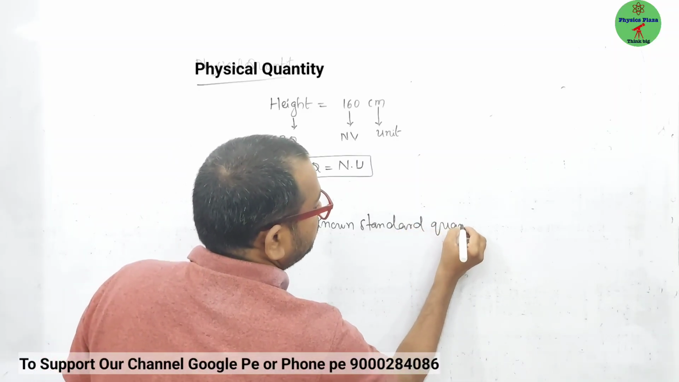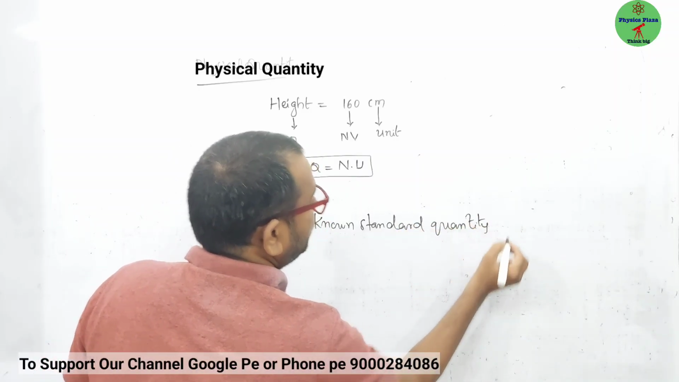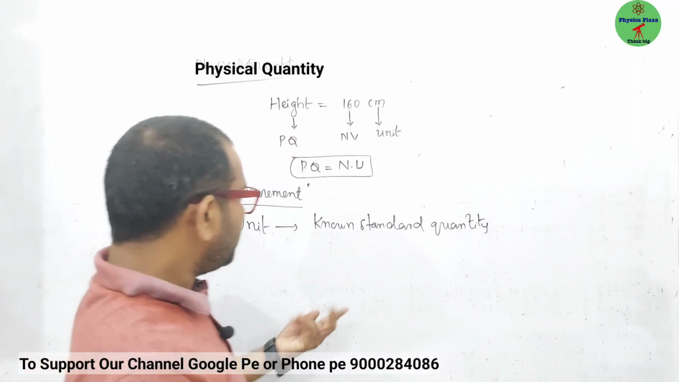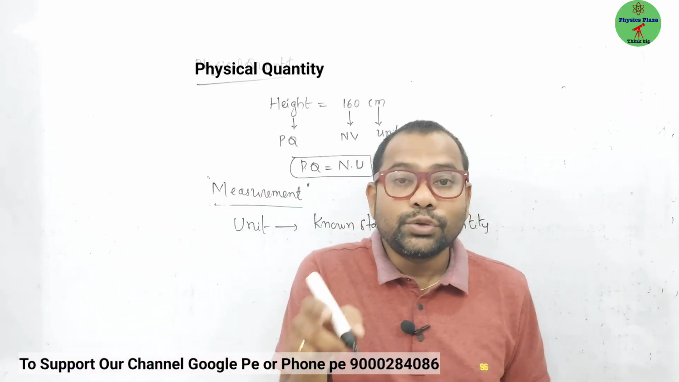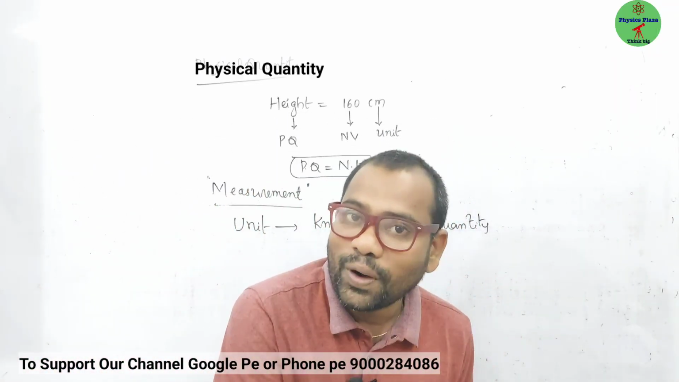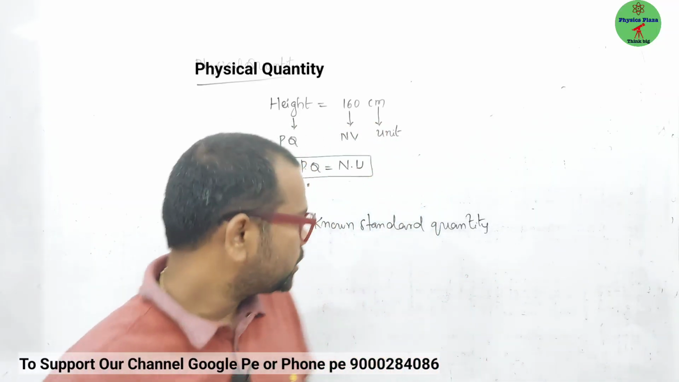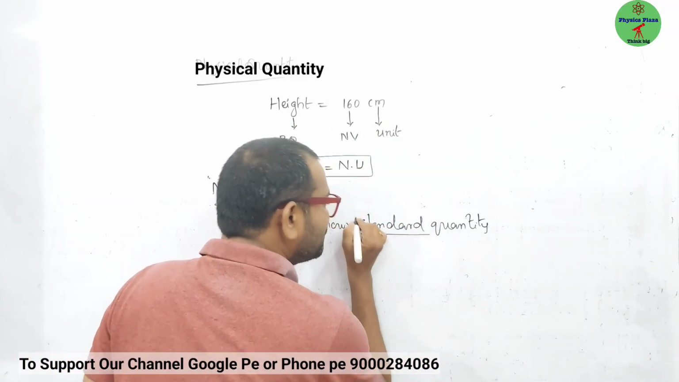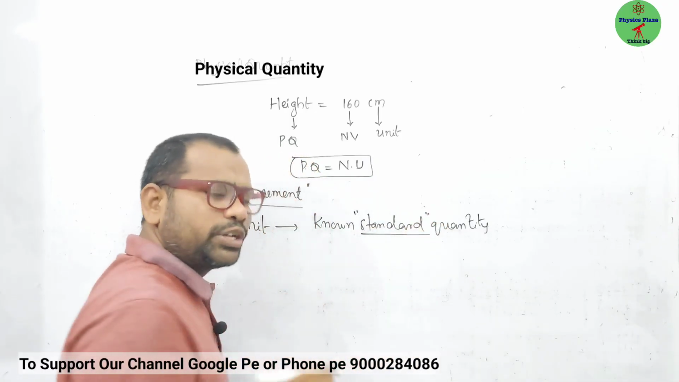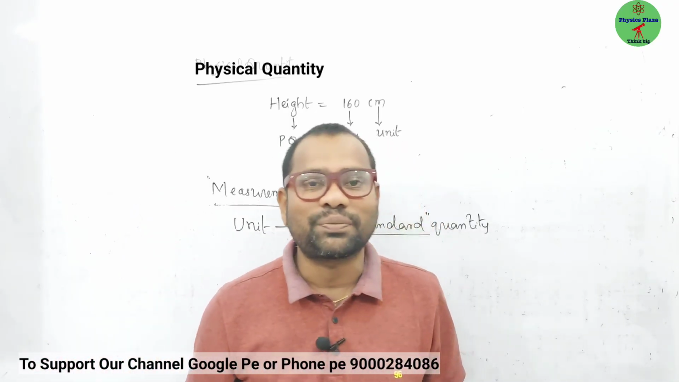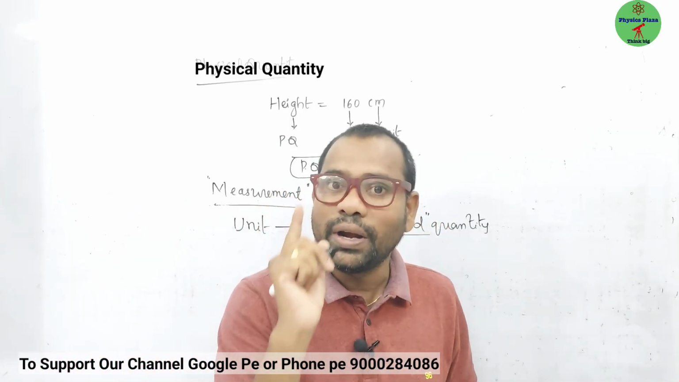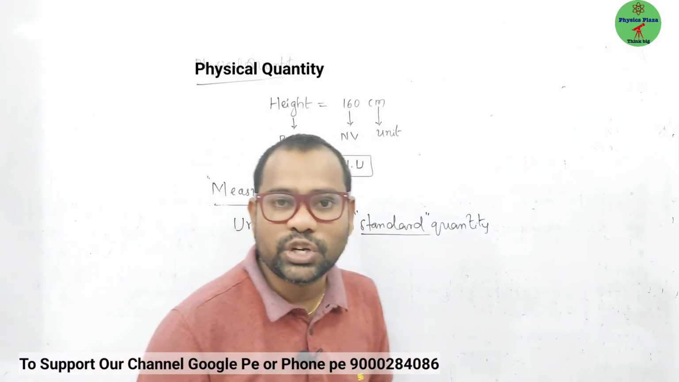Standard quantity. Known standard quantity. So a unit is a known standard quantity which is used to measure an unknown quantity of the same nature. So what does standard mean? Very, very important: the standard itself should not change with space and time. So how can we select a unit? The name itself will give you the clue.